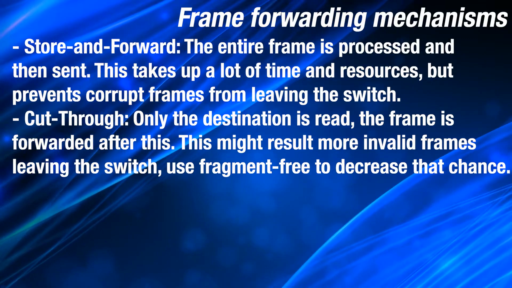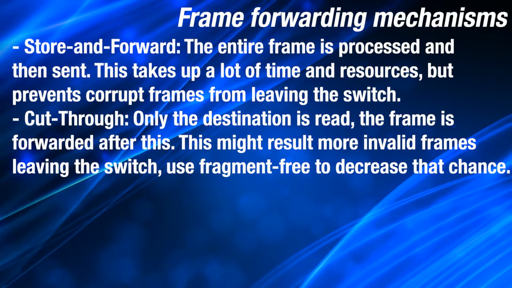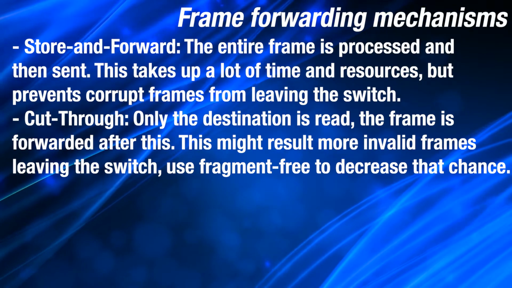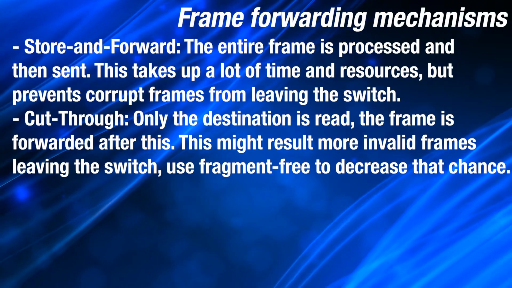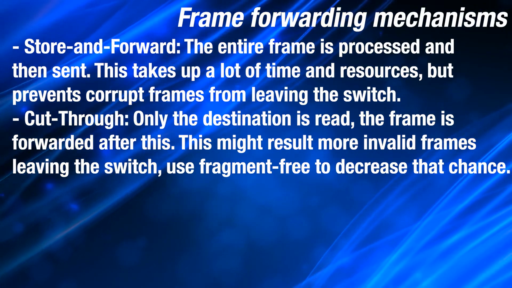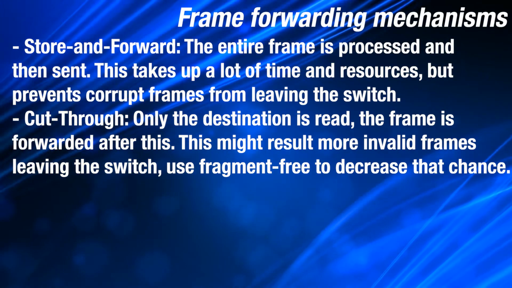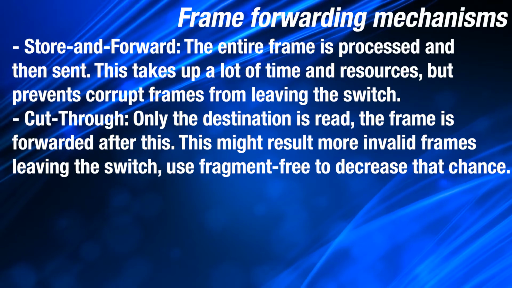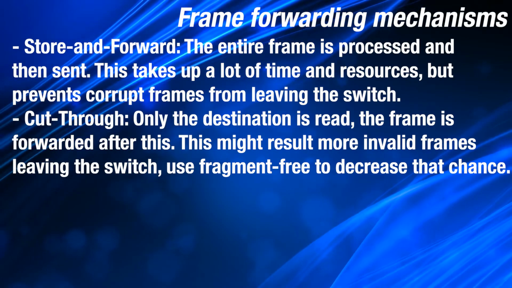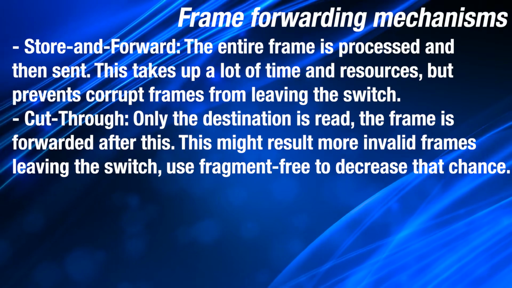Cut-through switching will forward the frame after it reads the destination address. Because of this, cut-through might forward invalid frames, which can impact bandwidth and network performance. Cut-through has an additional forwarding method called fragment-free switching, which allows the frame to be checked to ensure that there is no fragmentation, making it better at checking for errors. Invalid frames are dropped with fragment-free switching.